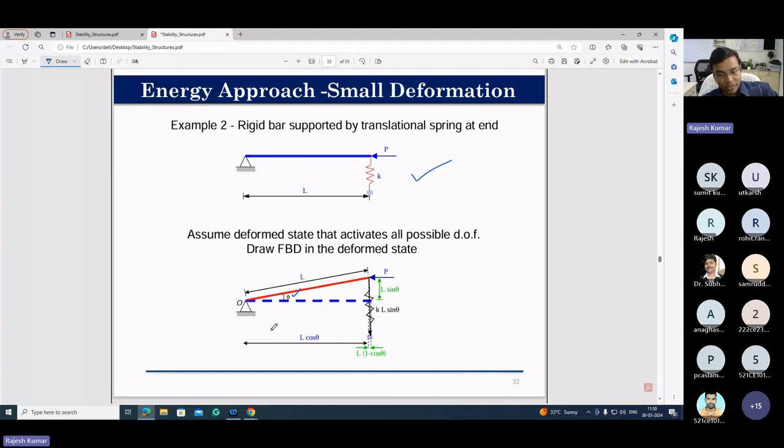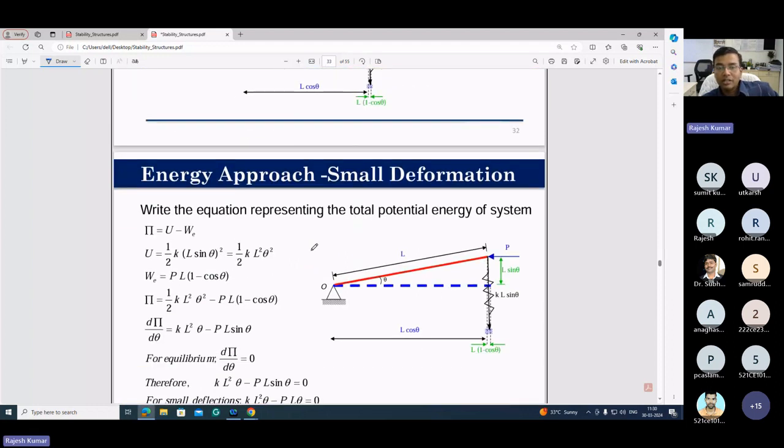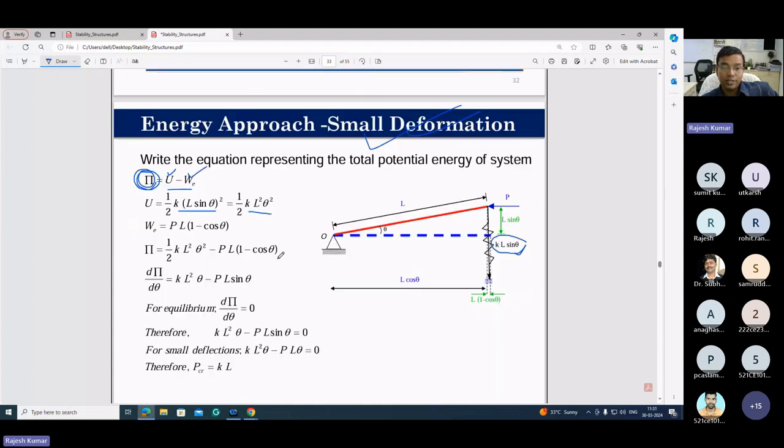Once you draw, then you try to write the energy. So what is the energy? The energy equation will be the strain energy of the system and the external work done. You subtract these two, then you will get the total potential energy of the system. Total potential energy you need to find every time. And the strain energy is how much? The spring is going to elongate by L sin theta, so half K x squared, that is half K times L sin theta whole squared. And theta is very small, I'm talking about small deformation, then what will happen? Half K L squared theta squared.